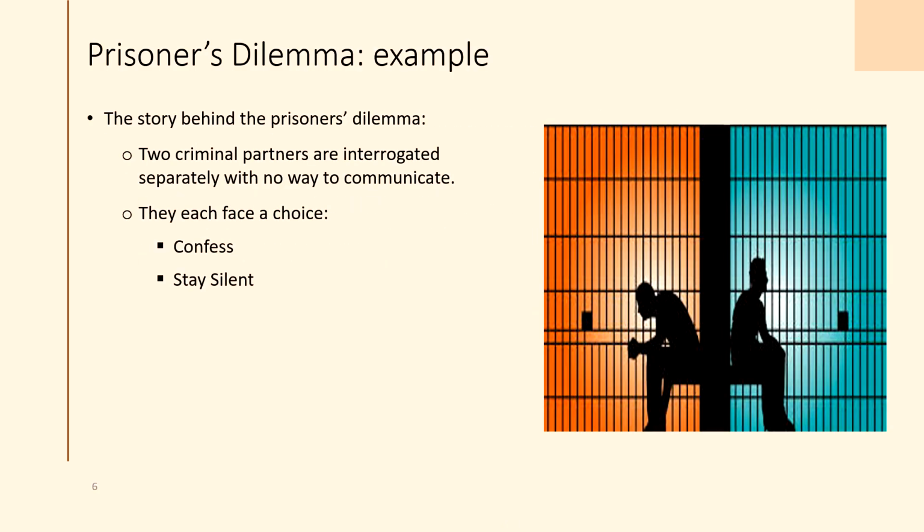Let's look at the classic story. Two criminal partners are arrested and police want to interrogate them separately. They cannot communicate with each other, and each prisoner has two choices. One choice is to confess, and the other choice is to remain silent. The final sentence each prisoner receives depends not only on their own choice, but also on what the other prisoner chooses. This is why the situation becomes strategic.